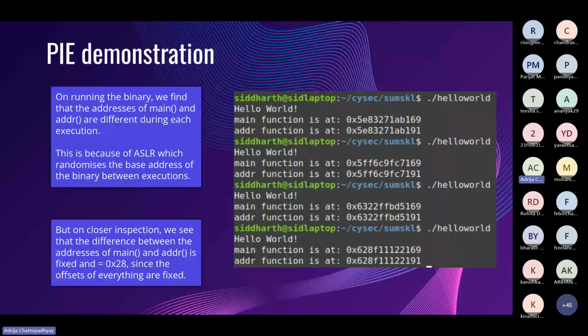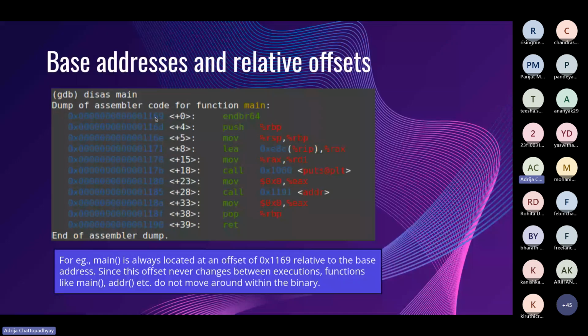Also, I think it was mentioned in the previous part, the addresses that you see in GDB are just the offsets relative to the base address of zero. So they're just the offsets. Yeah. Since the offsets never change between executions, functions like main and ADDR, etc., do not move around within the binary.